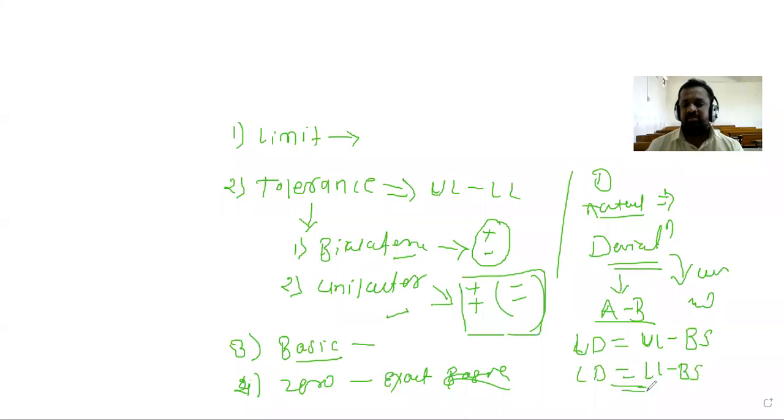Now see here. Then what is meant by the allowance? Allowance is nothing but the difference between two mating parts. Again, that allowance has two types, positive allowance and negative allowance. When we call it positive and when we call it negative, that point you have to remember.